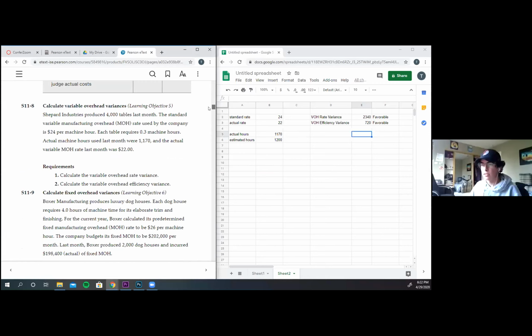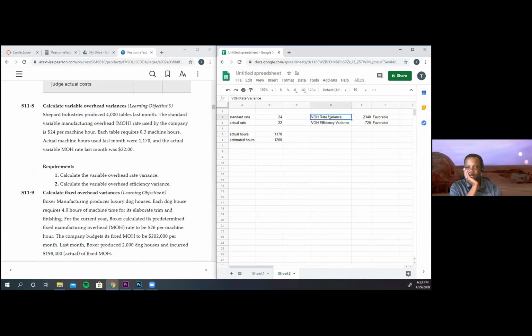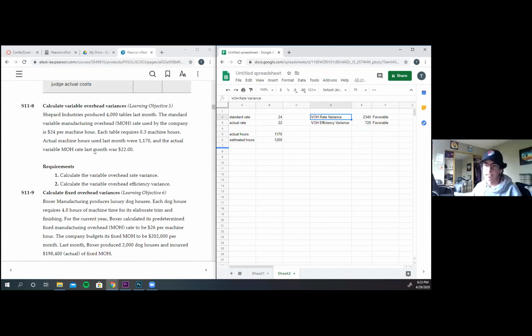Mm-hmm. So here's the problem. We needed to find the VOH rate variance. And to find that, we needed the actual hours, the standard VOH rate, and the actual VOH rate. Listed in the problem, it has the actual hours, which is 1,170. And then the standard VOH rate, variable manufacturing overhead rate, is 24. And then the actual rate of last month was 22. So then they calculated it: 1,170 times the 24 minus 22, which comes out to 2,340, which is favorable because the actual rate was less than the standard rate.